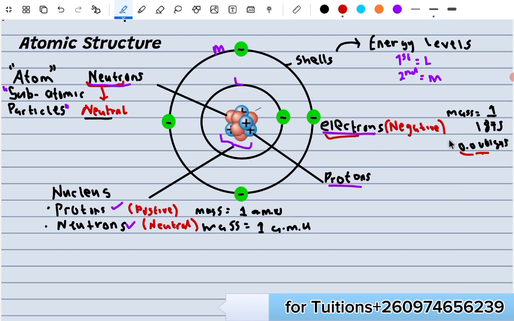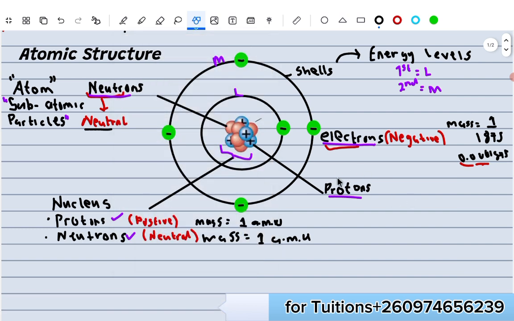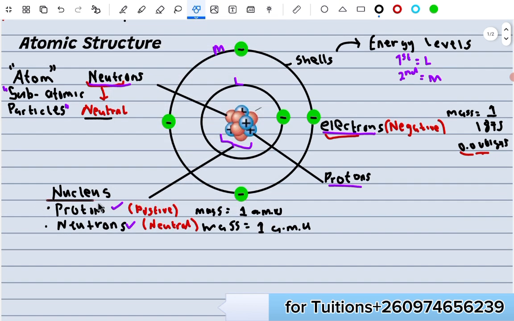Because of that, we say the whole mass of the atom is concentrated just here at the center, which is the nucleus. Just there at the center where the nucleus is, that is where the whole mass is concentrated.